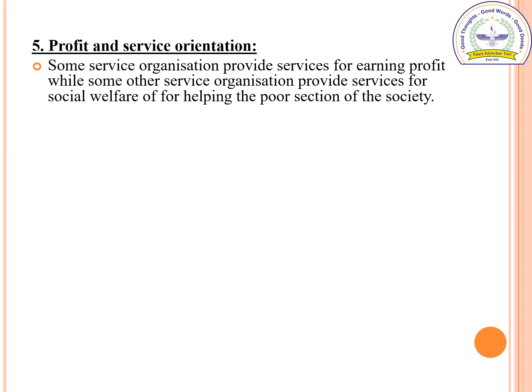Services can also have profit or service orientation. Some service organizations provide service for earning profit, while some other service organizations provide services for the welfare of the society and for helping the poor section of the society. Now let us understand this with an example. Some services like hotel industry, tourism industry, come under the service sector, but they offer their services to earn profit. Whereas the NGO, the non-governmental organization, provide their services for the welfare of the society and for helping the poor section of the society.